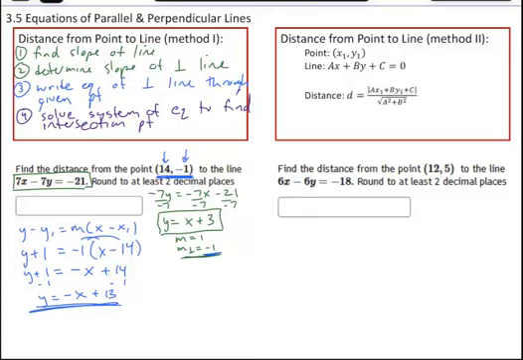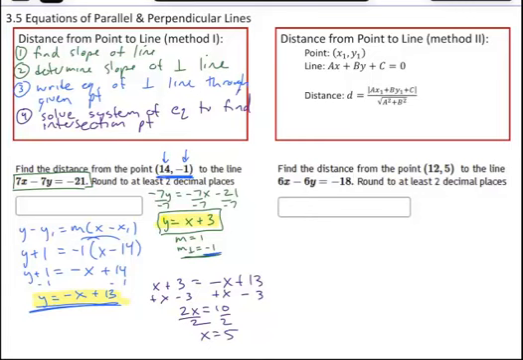Okay, so we want to solve for the intersection point of this perpendicular line to the given equation. And so we need to set these two equations, the original and the perpendicular, equal to each other. If we take that x plus 3, set it equal to negative x plus 13, we can solve for the x value. So here if we add x to both sides, subtract 3 from both sides, we get 2x is equal to 10, divide by 2, we get x is equal to 5.